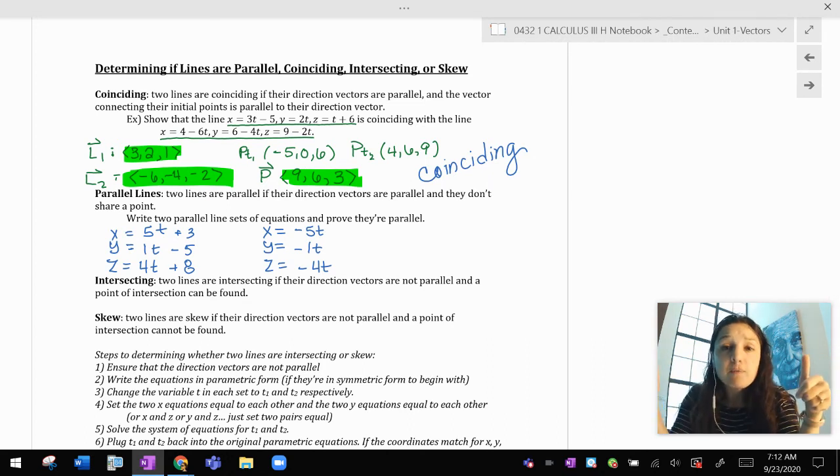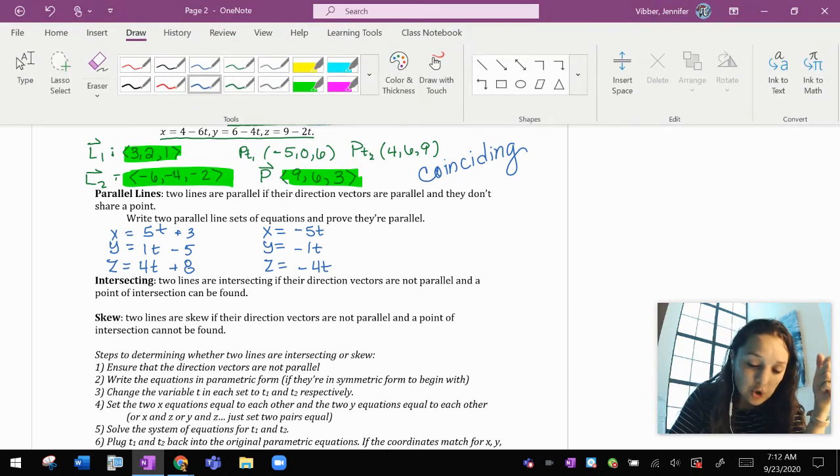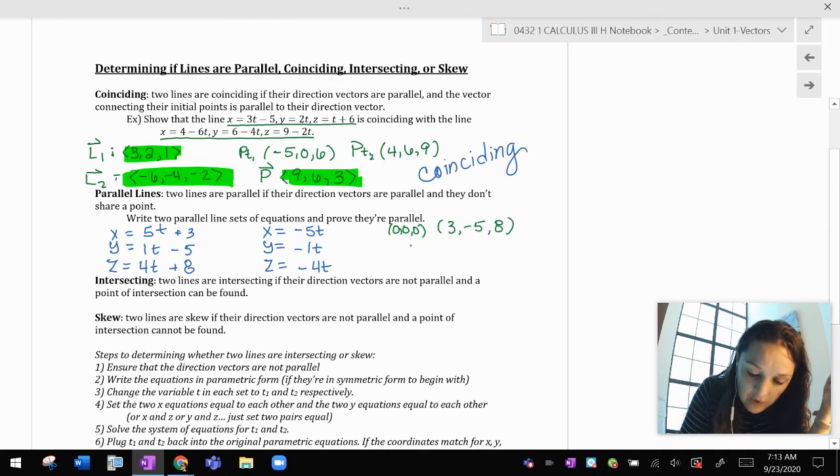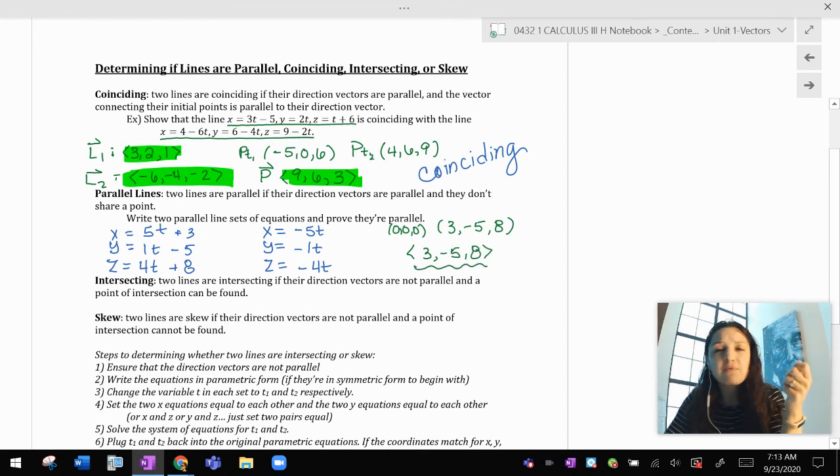Here are two lines. They are at least parallel right now because they have parallel direction vectors. Now, whether they are coinciding or parallel remains to be seen, so let's check that out. Let's find a vector connecting their initial points. One of them has an initial point of the origin. The other one has an initial point of 3, -5, 8. So the vector connecting them is the vector 3, -5, 8. Is that parallel to 5, 1, 4? No, which means that these are parallel lines and not coinciding lines.